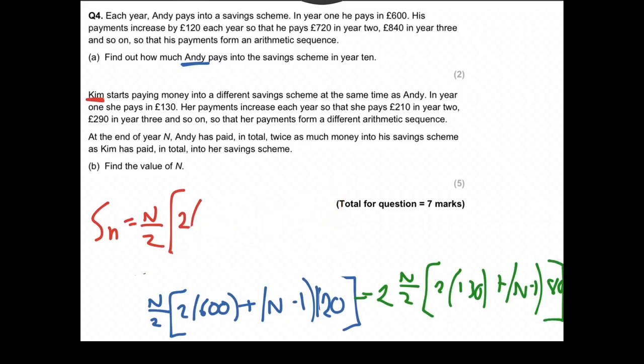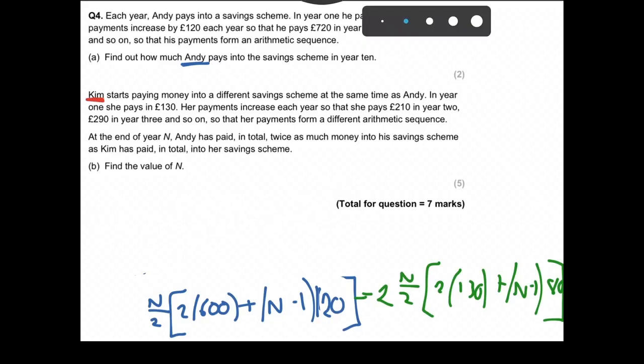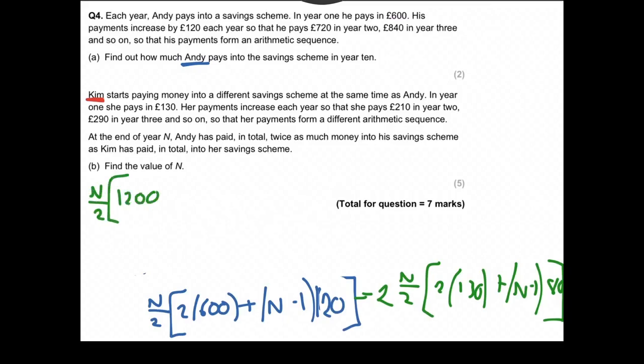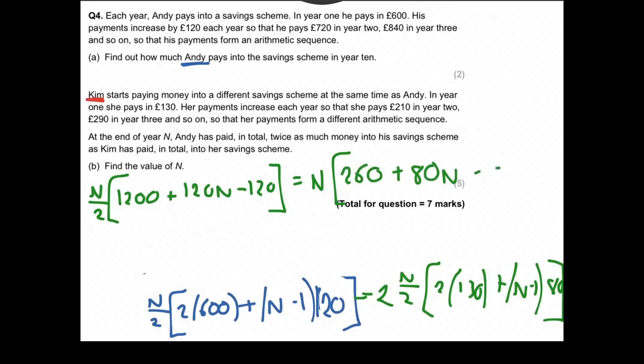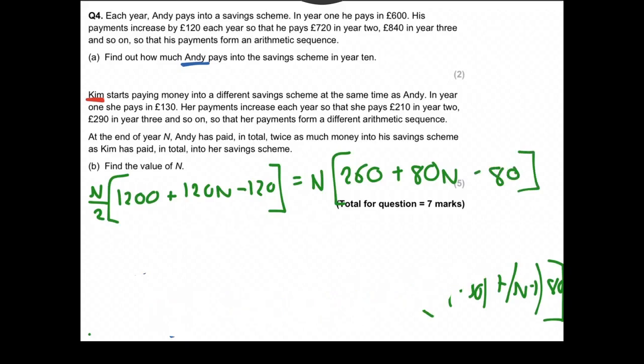Alright, and I'm just going to solve these and find n. So I will start by dividing both sides by n. Actually, no, I'll keep it because we're going to get a quadratic. So n over 2, 1,200 plus 120 take 120, equals n times 260 plus 80n minus 80. So you can already see where this is going. We're going to solve this, try and find n, and there should be 2 values.